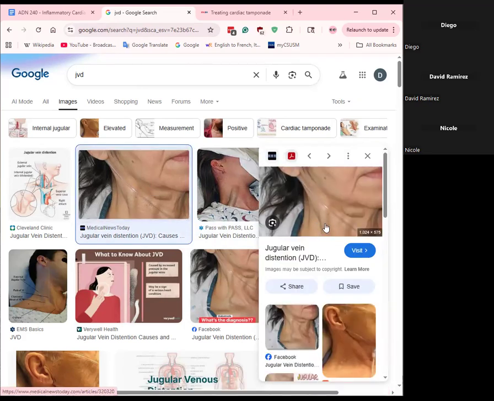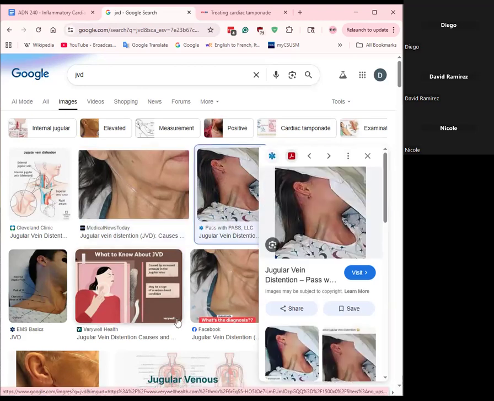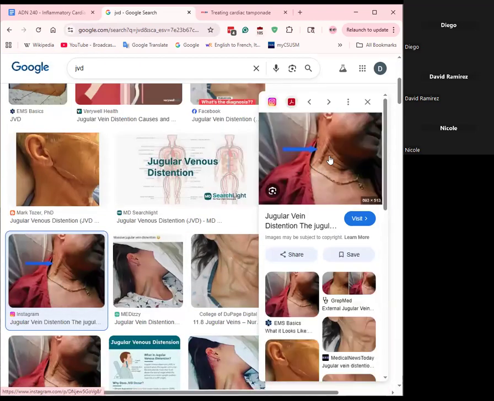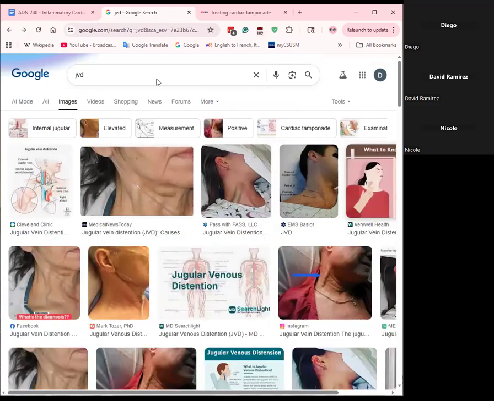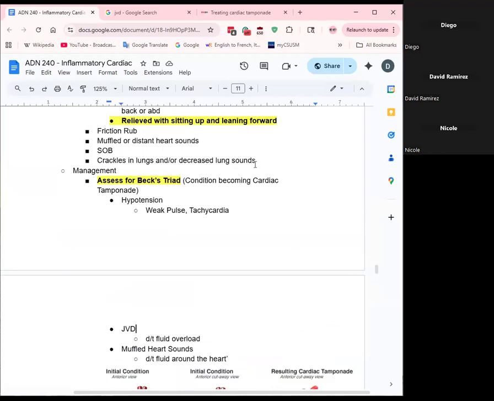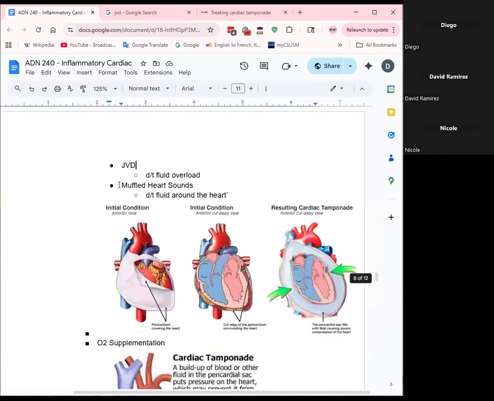So here's another one where it's less obvious than here, obviously. If you notice that, sit them up, and if it's still there, then they have JVD. If not, then it's benign. That's another one of Beck's triad that you're going to need to know. And then muffled heart sounds.